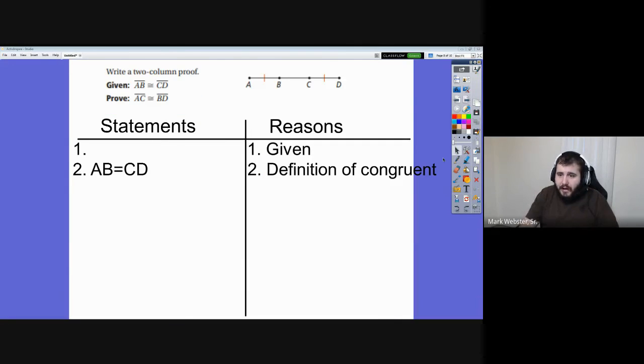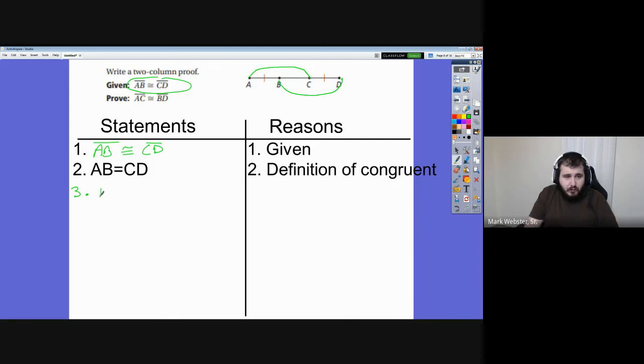Okay, so what I've done is I've given you the reason for the first step, given, right? What's given? Segment AB is congruent to segment CD. And then I've given you the second step. We don't want congruence, we want equals so that we can do exactly what we did with the last one, right? Because AC is the sum of these two. BD is the sum of these two. They share the middle, so we are literally doing the exact same thing, right?